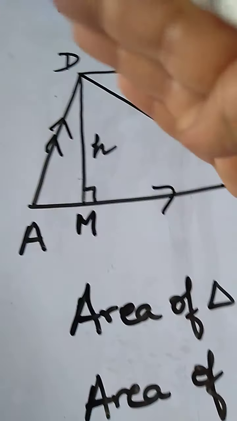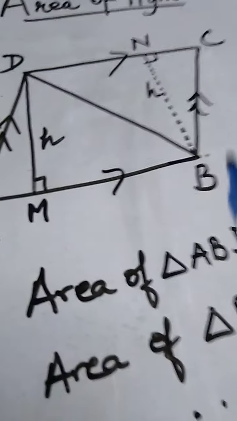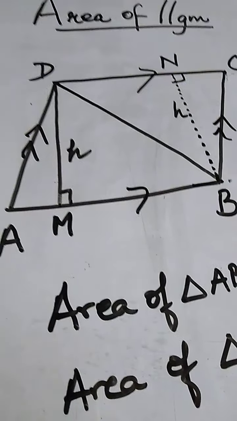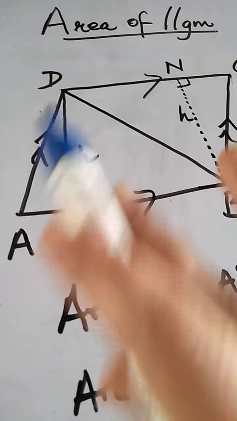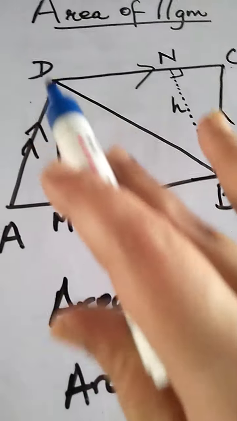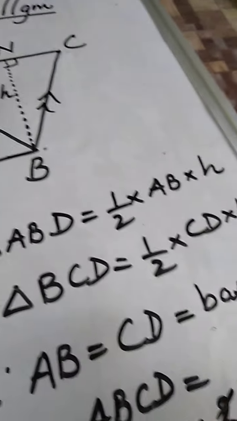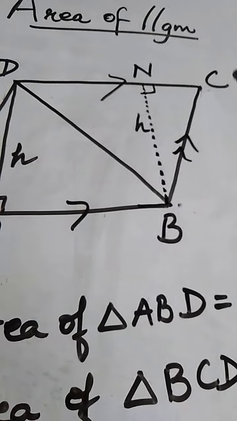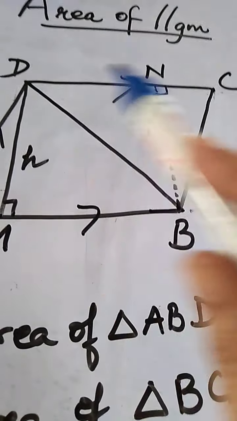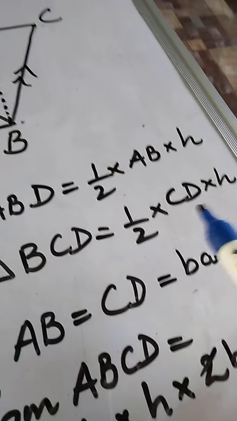It can be divided into two triangles, triangle ABD and triangle BCD. Now let us find the area of triangle ABD. Area of triangle ABD is half into AB into H. Clear? Whereas area of triangle BCD will also be equal to half into DC into H.